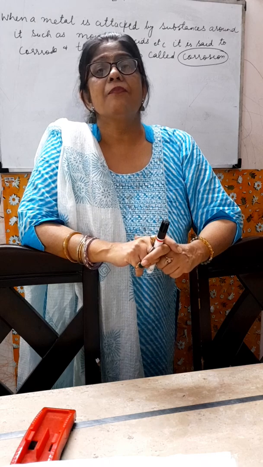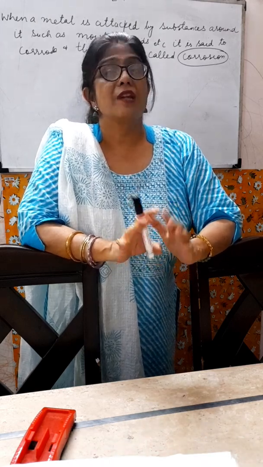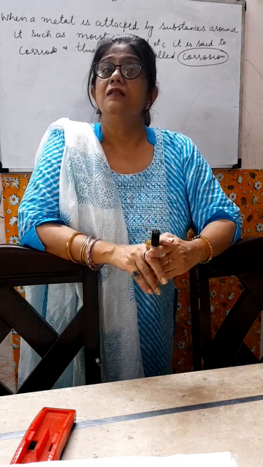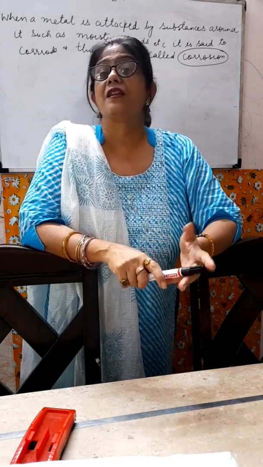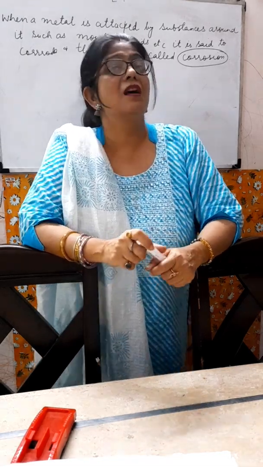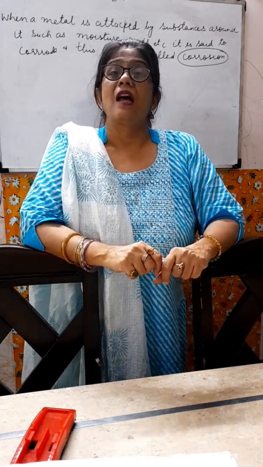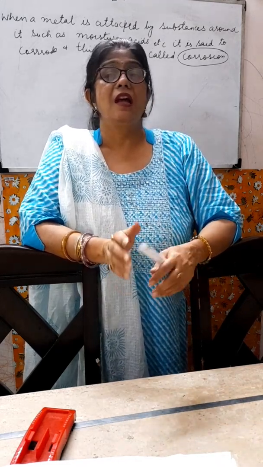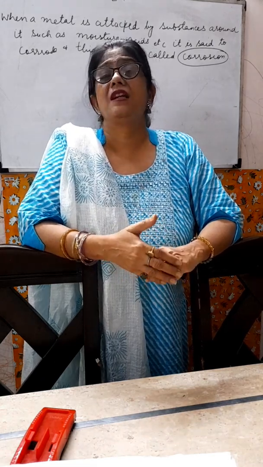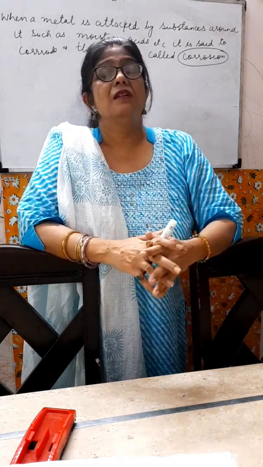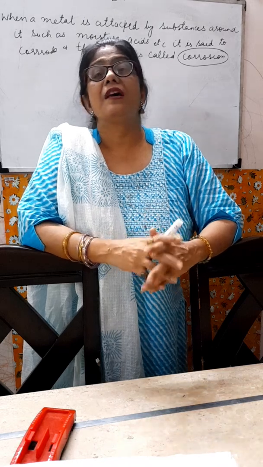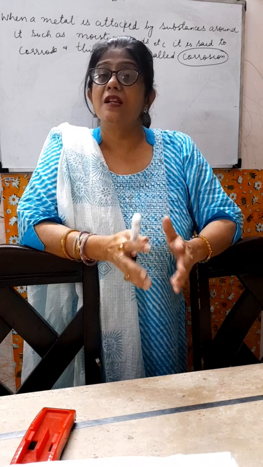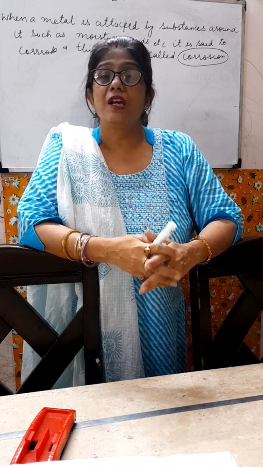Iron articles must be protected by painting and oiling and all such things. The rusting or corrosion of iron is a very major, serious problem in our country also. Even bridges, railings and ships get corroded, and every year a lot of money and expenditure goes on the replacement of iron articles because they are getting spoiled by corrosion. So this is a serious problem, and we need to take care of it.